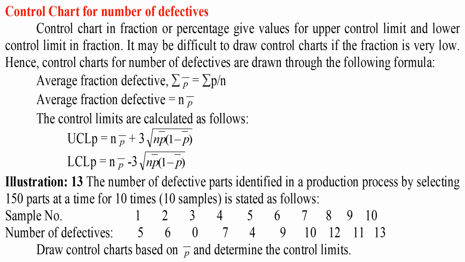Illustration 13. The number of defective parts identified in a production process by selecting 150 parts at a time for 10 times, that is 10 samples, is stated as follows.